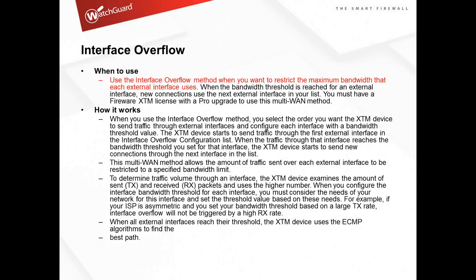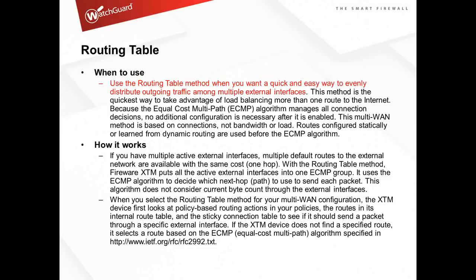Interface overflow, so when to use. This is perfect for cases where maybe you only have a cap on one line and you want, once the bandwidth at any given point reaches that threshold, to spill that traffic over onto your secondary interface. So you would use this method when you want to restrict the maximum bandwidth that each external interface uses, and then when the threshold is reached, new connections use the next external interface in your list, or the secondary. And with that, you must have a Pro upgrade to be able to use that license.